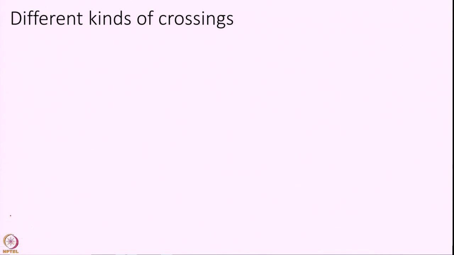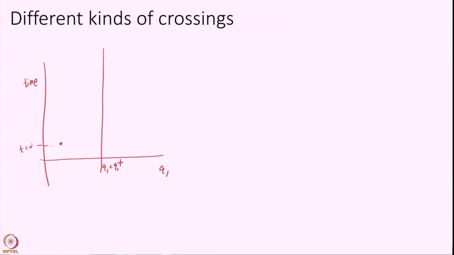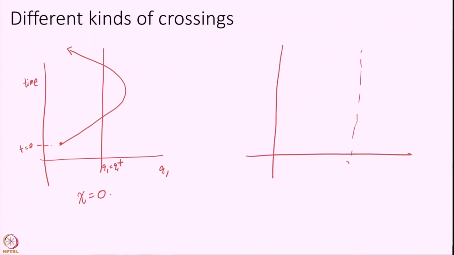Let me just add one more thing here. Let us imagine another kind of trajectory. This is my time. This is q1, this is q1 equal to q1 dagger. Let us say I start with a trajectory here, and this trajectory does this. This is not reactive at all. For this trajectory, chi must be equal to 0. I can have another trajectory where it does this. For this as well, chi should be 0.